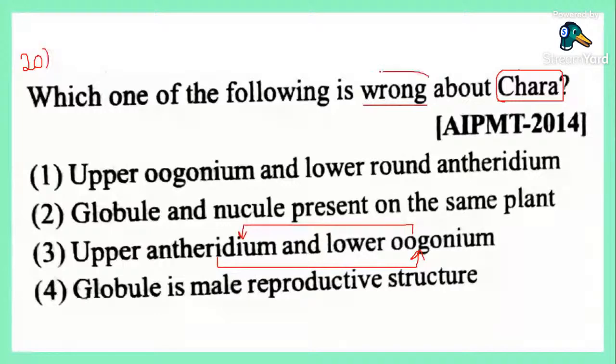We have asked you to identify the wrong statement. That's why I told you you will make mistakes. Okay, hope you got it. Chara shows upper oogonium and lower round antheridium that we have discussed previously, right? So here they have told you upper antheridium and lower oogonium, which is the wrong statement. So the correct answer for this 20th question is option number 3. Question number 20, correct option is 3.